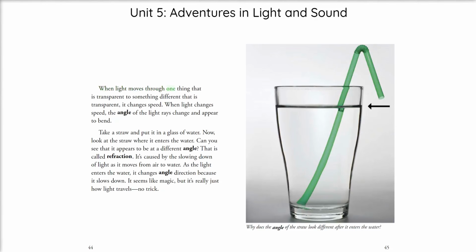When light moves through one thing that is transparent to something different that is transparent, it changes speed. When light changes speed, the angle of the light rays change and appear to bend.